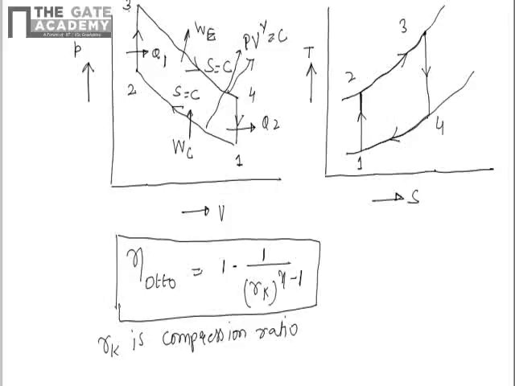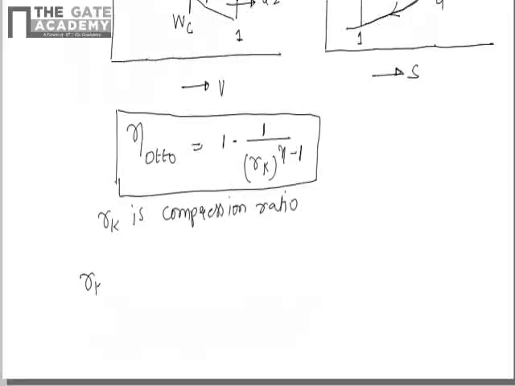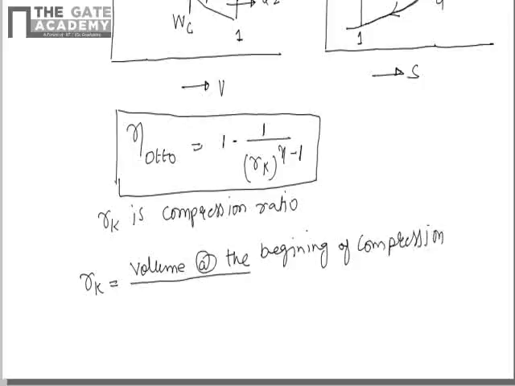So again I will define the compression ratio. It is the volume at the beginning of compression divided by the volume at the end of compression.